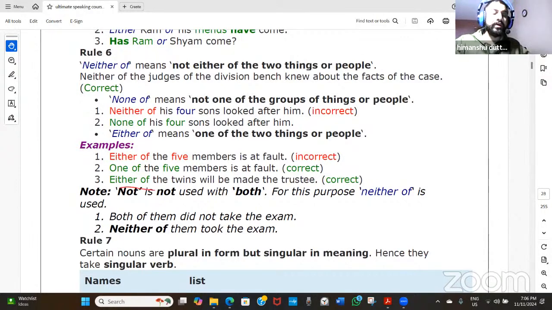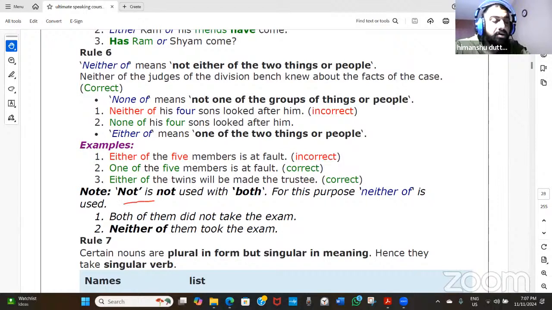So, either of the twins will be made the trustee. There are two persons, so when you're talking about two, we use that one. Okay, that's a correct one.